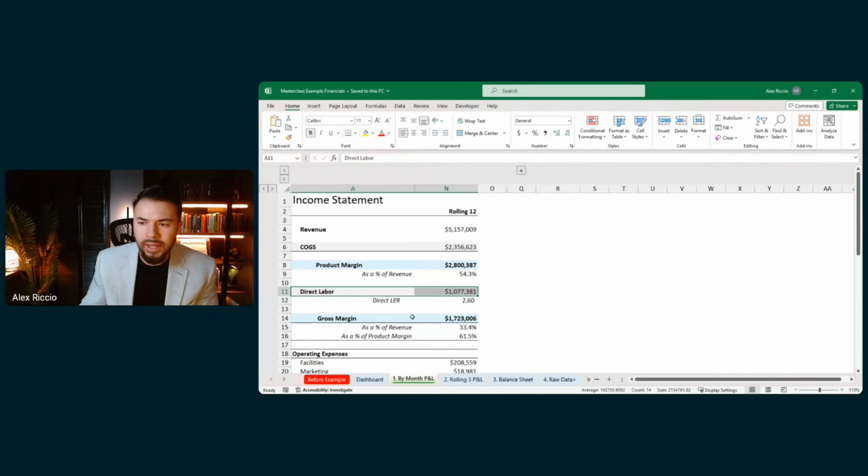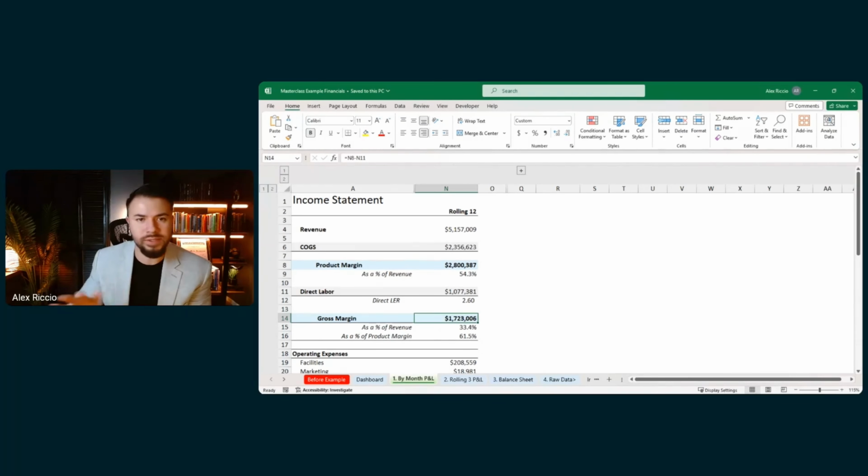Okay, then after COGS, after direct labor, I end up at gross margin. Let me emphasize gross margin because this gross margin is always glossed over for some reason. Maybe it's because it's gross. I don't know. People don't like it. It is not gross. Gross margin is the core engine of your business.